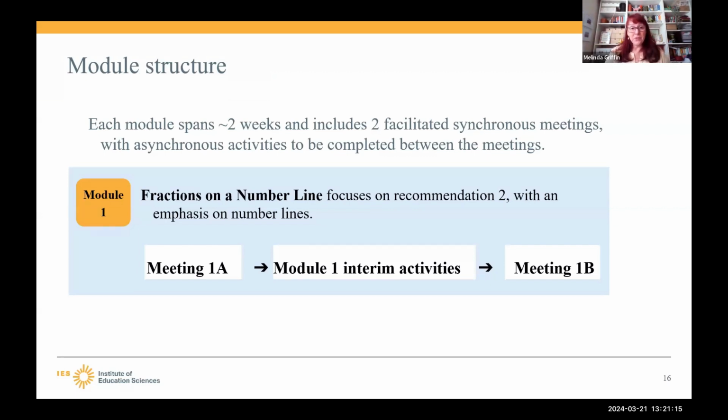Each of the modules follows a similar structure as well. The module spans about 2 weeks, and there are 2 facilitated meetings that happen synchronously. And then there's some other activities to be completed between the meetings. So for example, you'll see for module 1, fractions on a number line. This has a focus on recommendation 2, emphasizing number lines. There's an initial meeting that happens where you come together, do some work. There'll be some interim activities that people complete individually, and then you come back together again for a second meeting as part of that module.